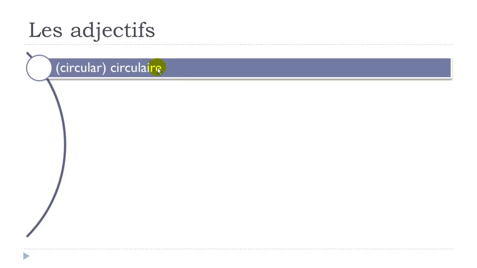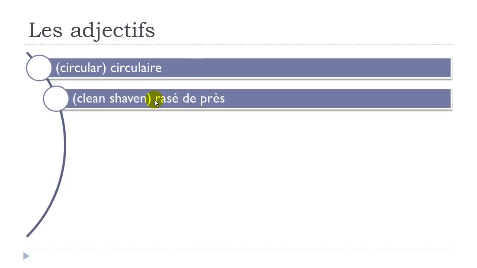Circulaire, final E not pronounced, I together, it's E, okay, so R, circulaire, circulaire. Raser de près, final S not pronounced, okay, so here you get the E accent grave, près, okay, here E accent aigu, et raser, raser de près.